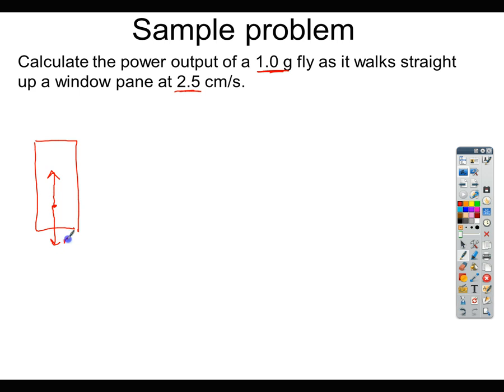We know gravity, the force due to gravity, is down. We know that his force is up. And we also know that the change in displacement, or the change in distance, which is displacement, is up. So we're set there.